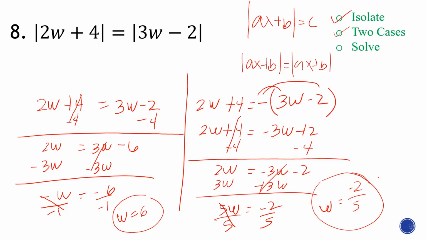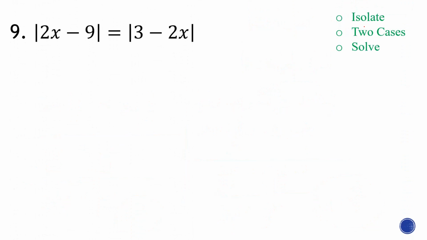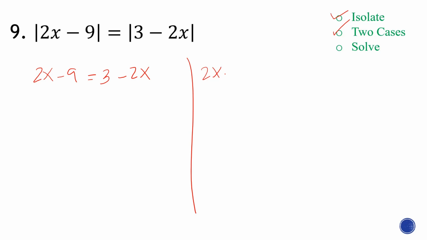Okay, I think I have another one. This is the last example, I think. The next one here. Let's try this one. Create two cases, right? The first thing we will do, and then just solve. So the first case is 2x minus 9 equals 3 minus 2x. And then the next case will be 2x minus 9 equals 3 minus 2x. Okay, gotta enclose that into a parenthesis and just put a negative sign outside on the left side of that.